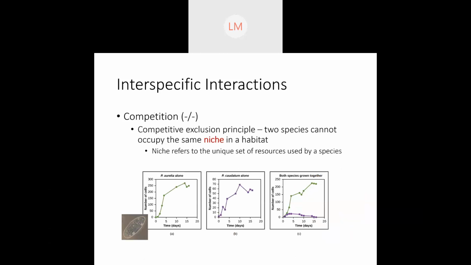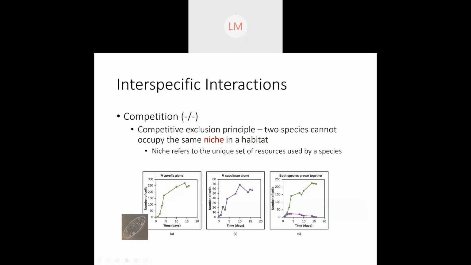An interesting thing that happens with competition is something that we call the competitive exclusion principle. This is basically saying that when we have two species that are competing for resources, if they are occupying the same niche in a habitat, so this niche is a unique set of resources, if they are using this exact same set of resources, eventually one is going to outcompete the other. Two species cannot, for an extended period of time, occupy this exact same niche in a habitat. They can't use the exact same set of resources in a habitat. One is always going to outcompete the other.